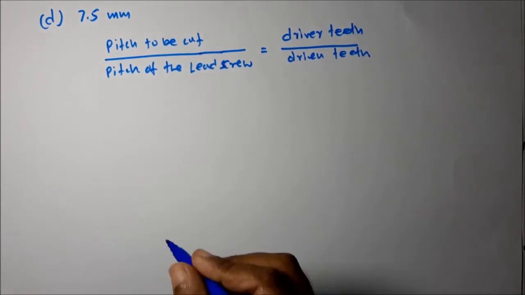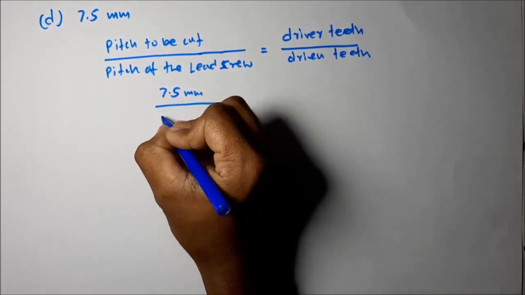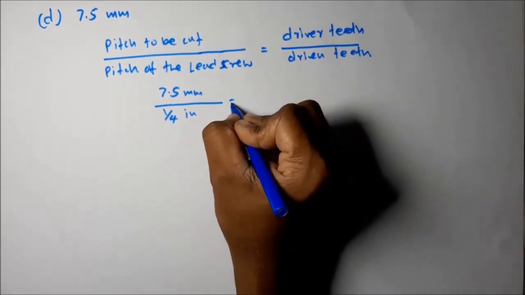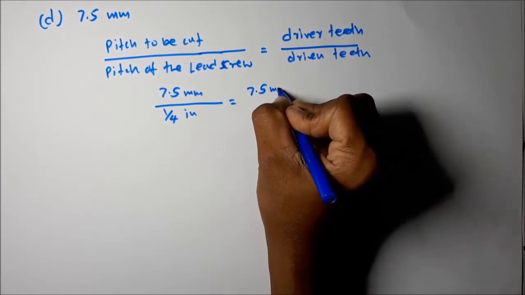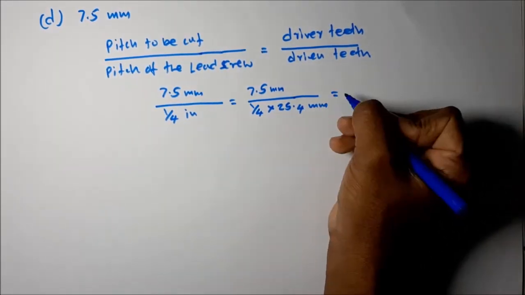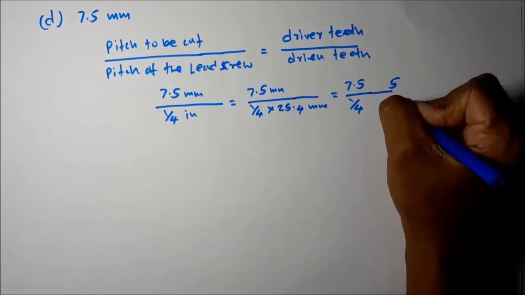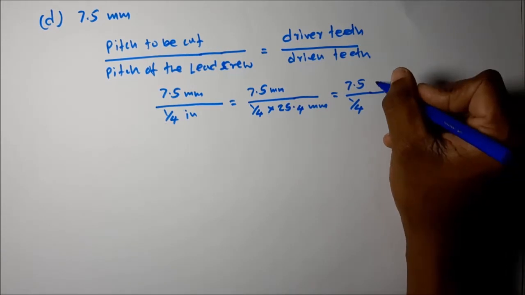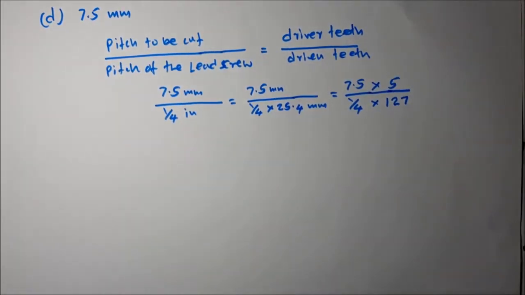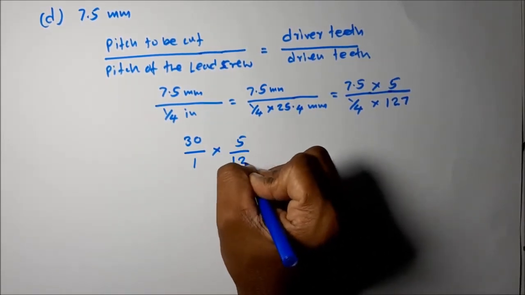Okay, the pitch to be cut is 7.5 millimeter, and the pitch of the lead screw is 1/4 inch. So we have to convert the 7.5 millimeter; we multiply the 1/4 by 25.4 to get millimeters. Then we are getting 7.5 over 1/4 into 5 into 127. If we multiply by 7.5 into 4, we are getting 30. So 30 divided by 1 into 5 divided by 127.